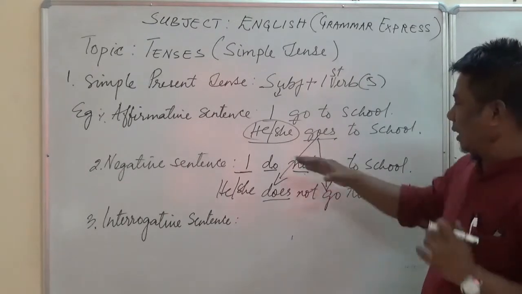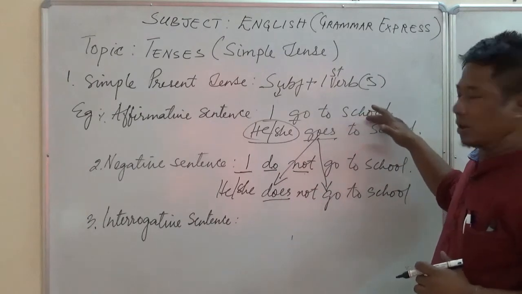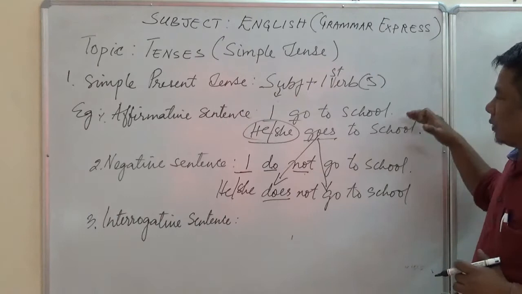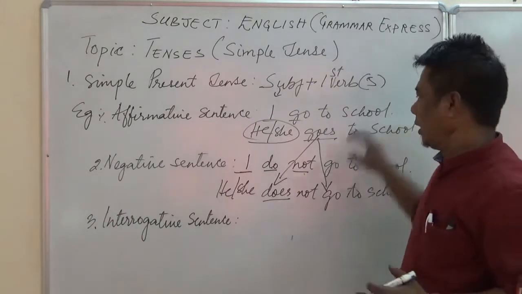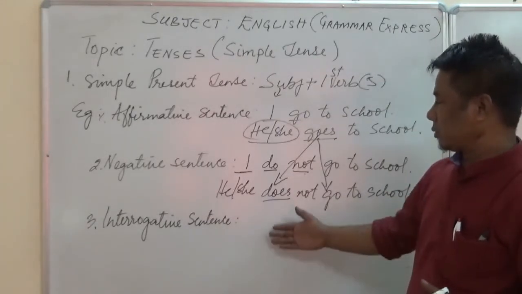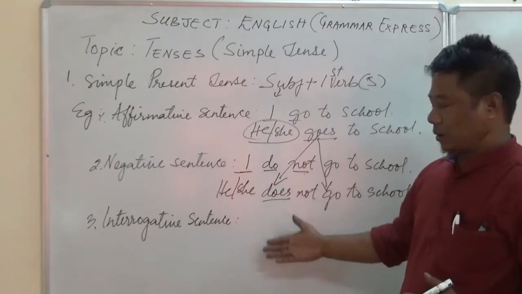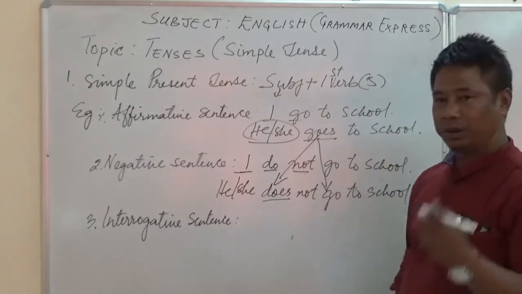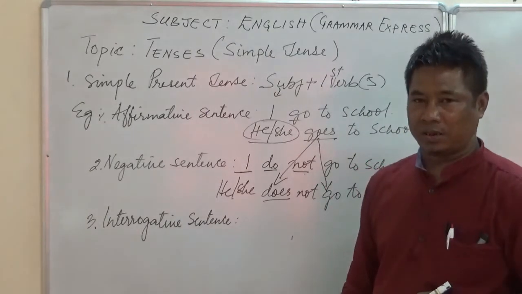So to here, suppose this affirmative sentence, the two sentences we write here, let's change it into interrogative. So the same applies here. In order to make a question, we need to use the words like do or does.